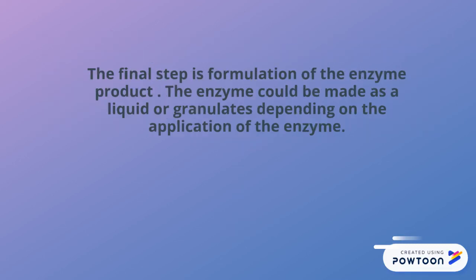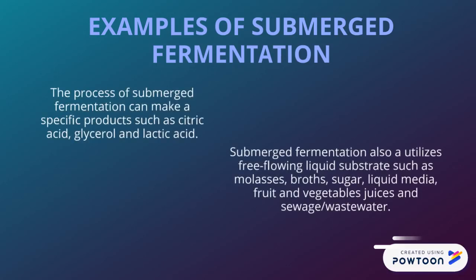Finally, the last step is formulation of the enzyme product. The enzyme could be made as a liquid or granular depending on the application of the enzyme. As an example, submerged fermentation can make specific products such as citric acid, glycerol, and lactic acid. It also utilizes free-flowing liquid substrates such as molasses, broth, sugar, liquid media, fruit and vegetable juice, and sewage.